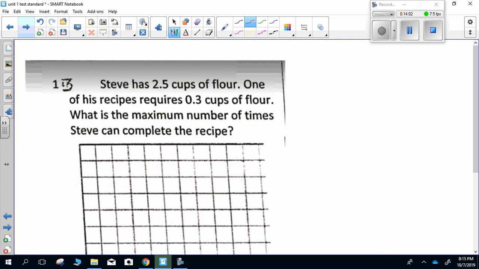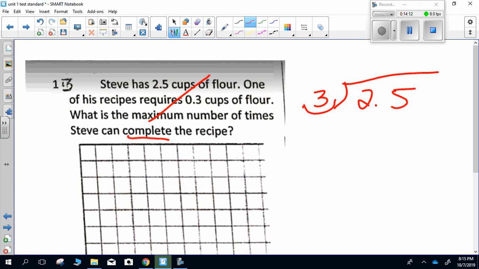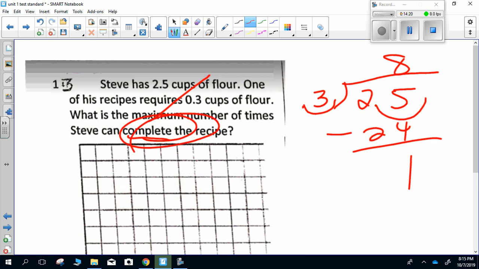And then the last question, we're completing the recipe. So we're taking the flour and we're dividing it by 3/10. So I write my problem like this. Move my decimal, move my decimal. 3 goes into 25 8 times. I have 1 left over, but it says how many complete recipes can I make? I can make 8 of them.